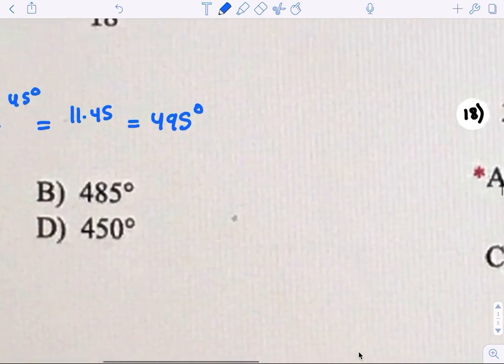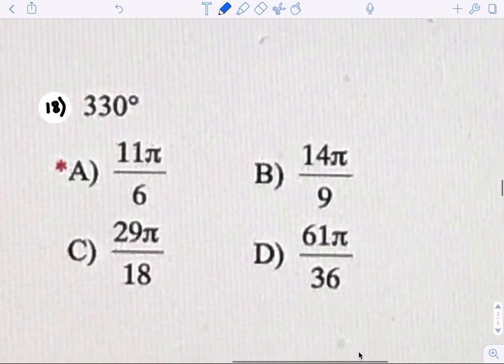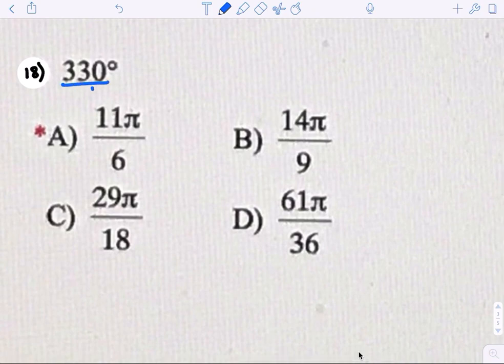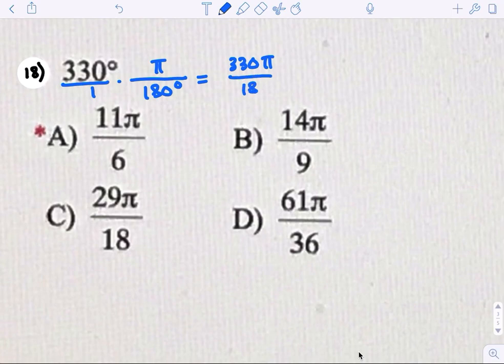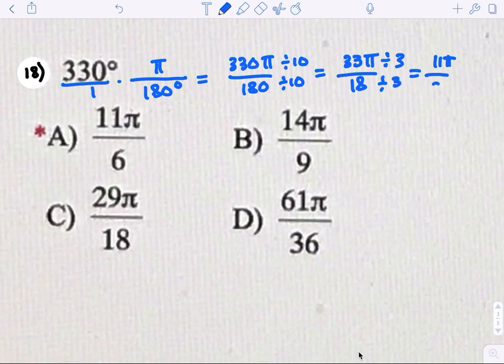And lastly, 330. So we have degrees, you guys, which means you need to convert it into radians. So on the bottom is 180, and on the top is pi. So we have 330 pi all over 180. We can divide top and bottom by 10. Over 18. And then we can divide top and bottom by 3. 11 pi over 6. And that's A. So hopefully you guys, this is a nice review, and then tomorrow we'll just finish it up.